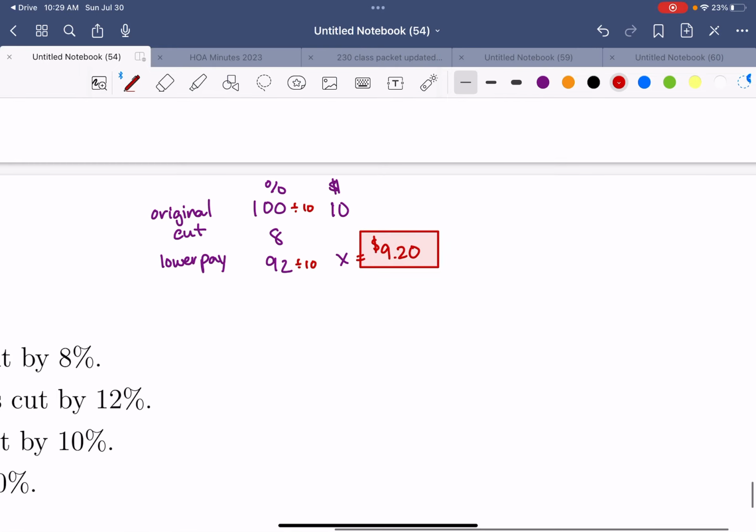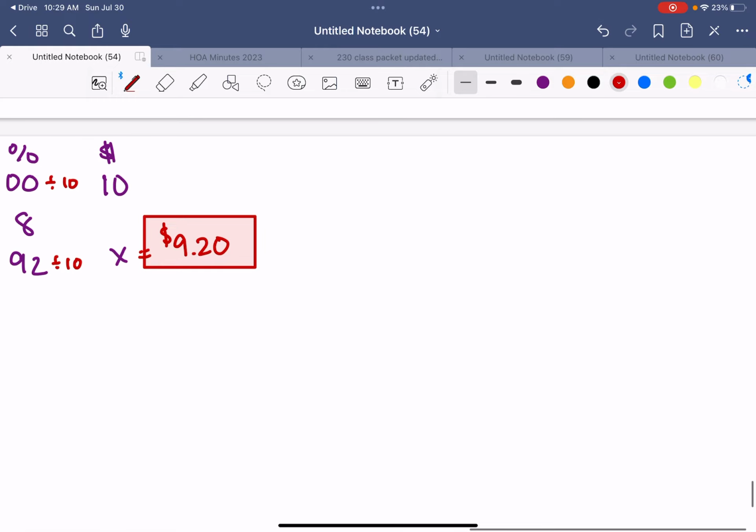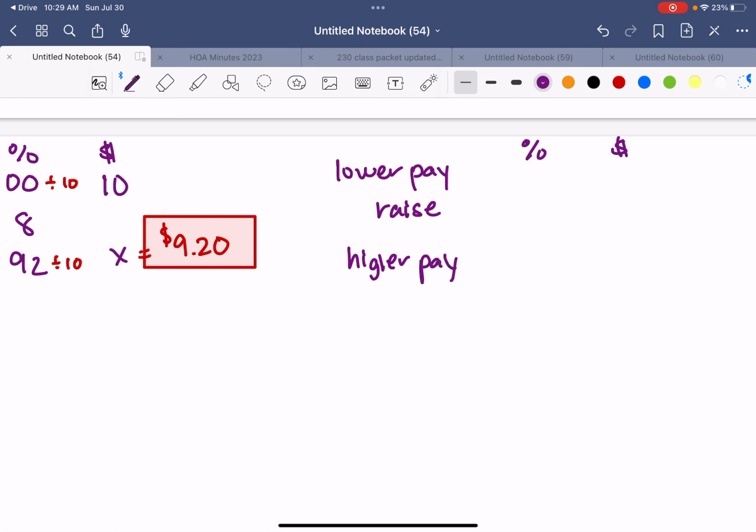And so then the question is, what percent do I need to raise it in order to get back to your original? So essentially your chart's going to flip. You're going to have your lower pay, and percent and dollars and raise and then higher pay. I don't want to use original here. You're really going back to the original pay, but I don't want to put that in here because I don't want to confuse you with the 100%. So now you're starting at your lower pay. That's where my 100% goes. And we want to know what's the percent raise that you need. So this is what I'm looking for.